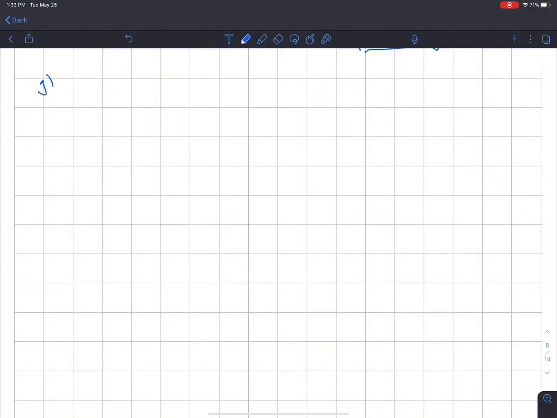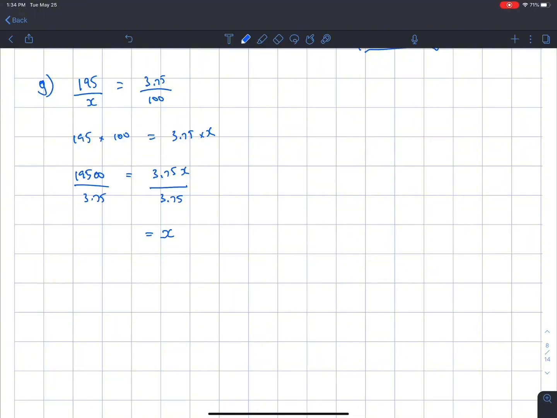G. 195 is the amount, equals 3.75%. So 3.75 over 100 of what number? So it's of the base, so the base will be x. 195 times 100 equals 3.75 times x, so we just cross multiply. So we get 19,500 equals 3.75x, and then we divide both sides by 3.75. And we get x equals 5,200.